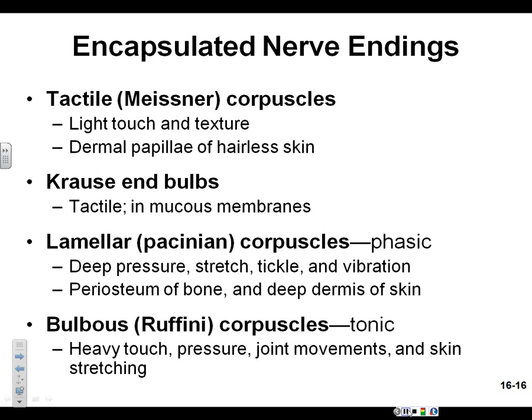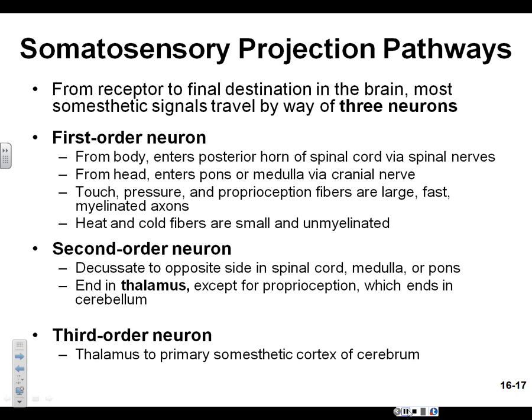All right, tactile or Meissner's corpuscles deal with light touch and texture. They're found in the dermal papillae. The Krause end bulbs are in the mucous membranes. The lamellar or Pacinian corpuscles are phasic, rapidly adapting. They can be located in deep pressure, stretch, tickle, vibration, and the periosteum, the covering of the bone. And your Ruffini corpuscles, again, are tonic. They deal with heavy touch, pressure, joint movement, and stretching of the skin.